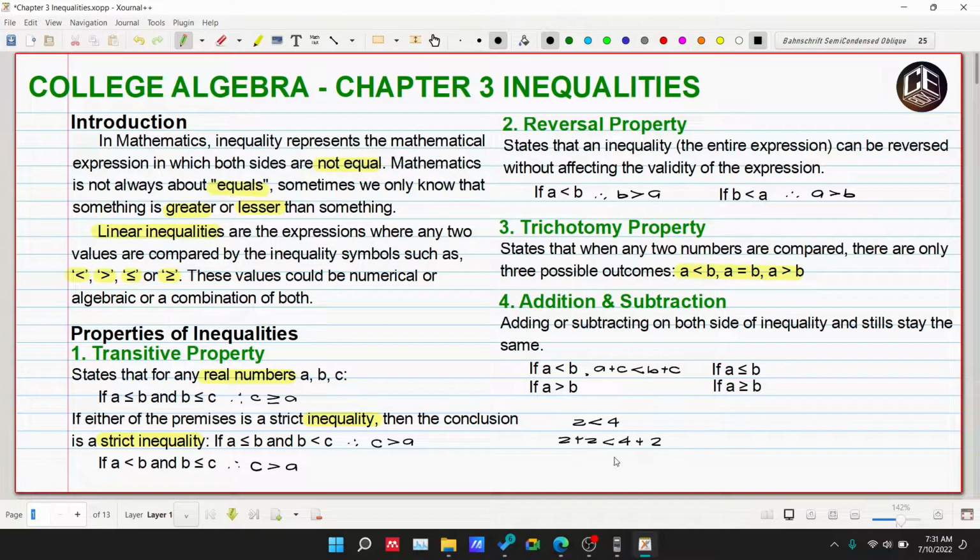Okay, so may nagbago ba? Wala. Kasi ito ay 4 and ito naman ay 6. So, still, yung ating inequality ay parehas pa rin. Okay? So, ganun pa rin to. So, A plus C is less than B plus C. Walang magbabago. Ganun din if A is less than or equal to, or if A is greater than or equivalent to B.